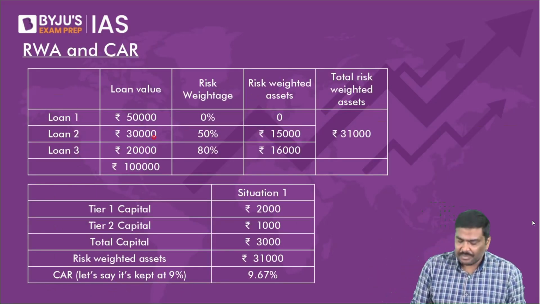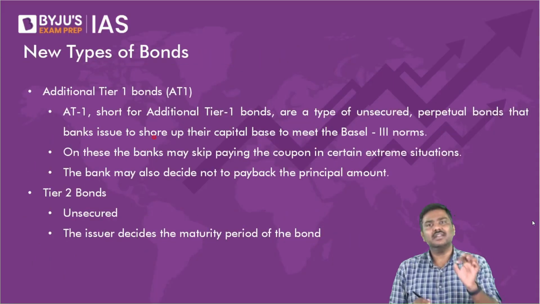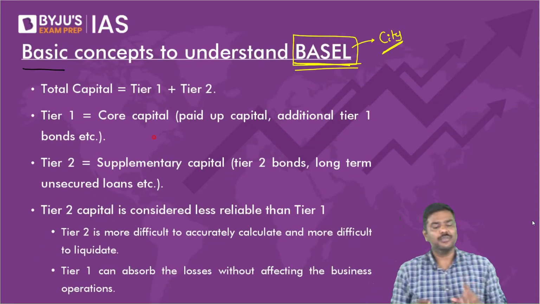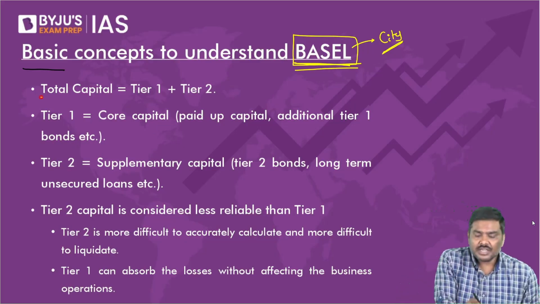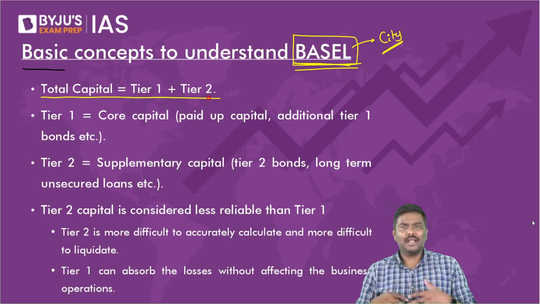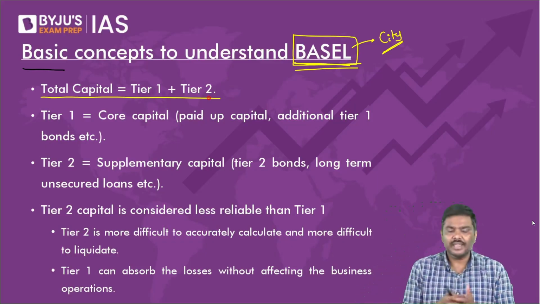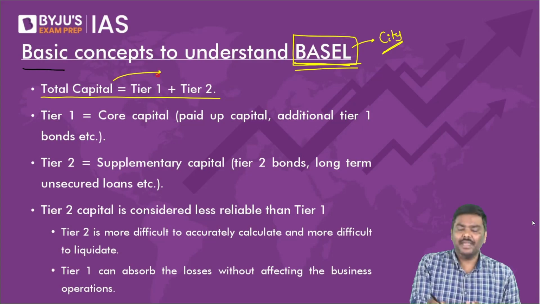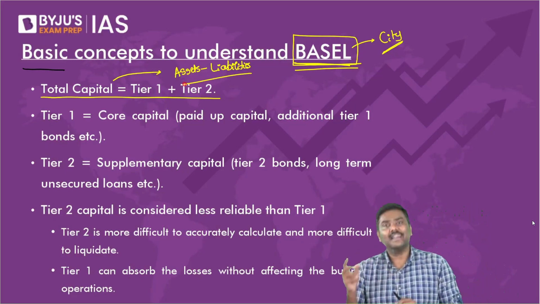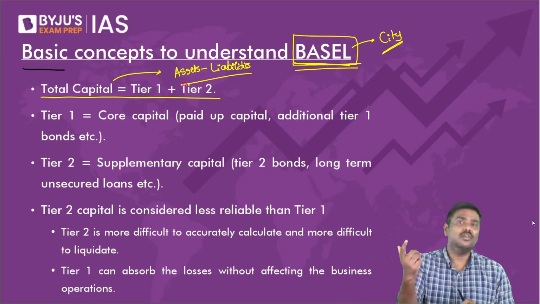Now, to understand Basel guidelines, you need to understand certain important concepts. All these are very important. Follow the discussion now. First one is the concept of capital of a bank. What do you mean by capital of a bank here? Capital basically means how much is the difference between assets and liabilities. Understand my statement here? That is called the capital of a bank.